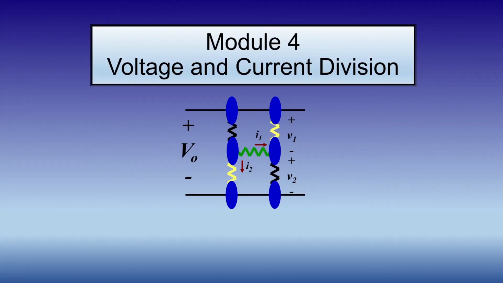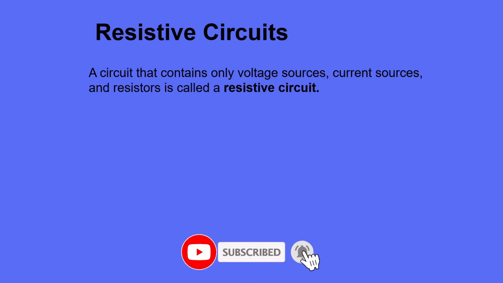Module 4, Voltage and Current Division. In this module, we'll examine some important properties of resistive circuits. A resistive circuit is one that contains only voltage sources, current sources, and resistors.